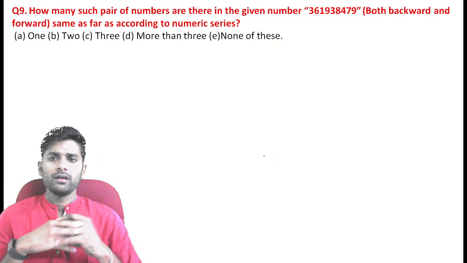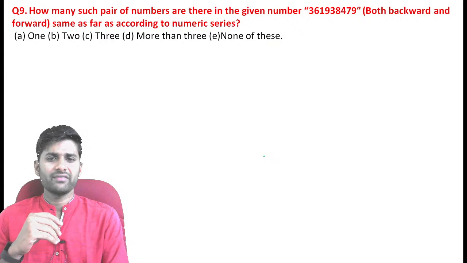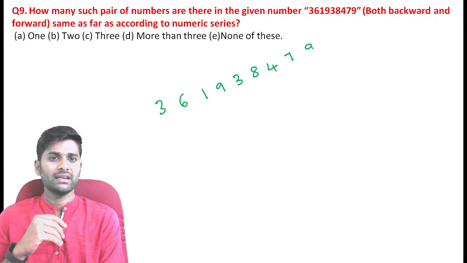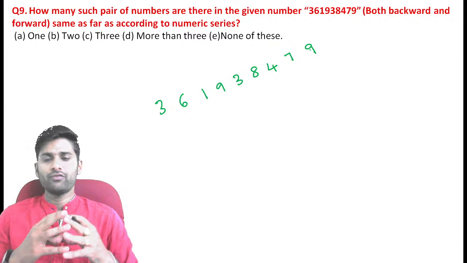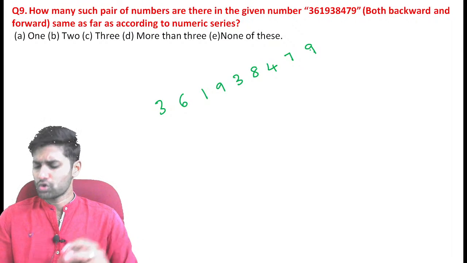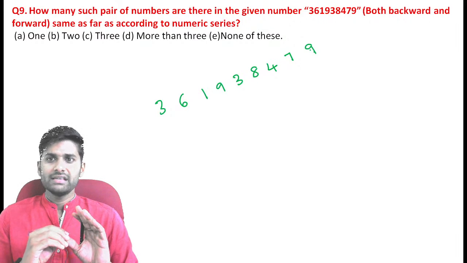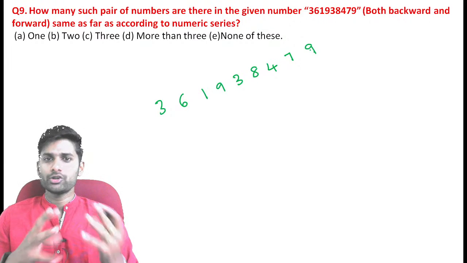Let's see the question. How many such pairs of numbers are in the given numbers? What are the numbers? 3, 6, 1, 9, 3, 8, 4, 7, 9. Consider both backward and forward. Sometimes they mention it, sometimes they don't, guys, but you should always consider both backward and forward, according to the numeric series.